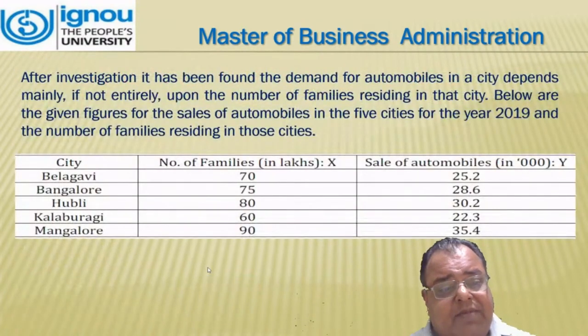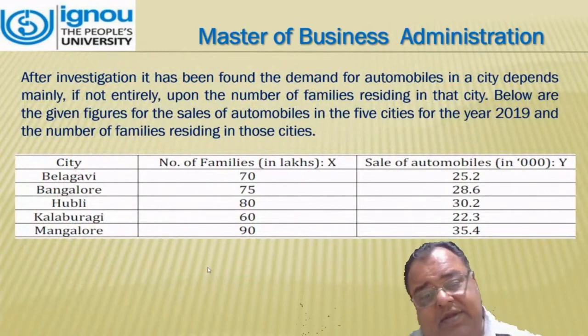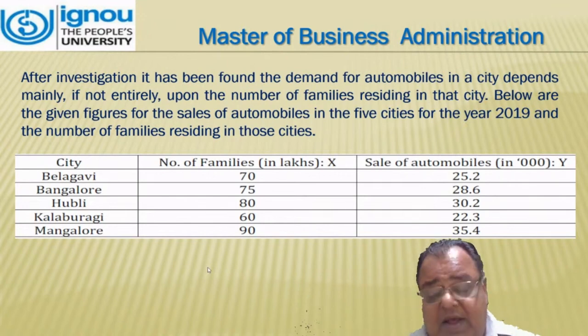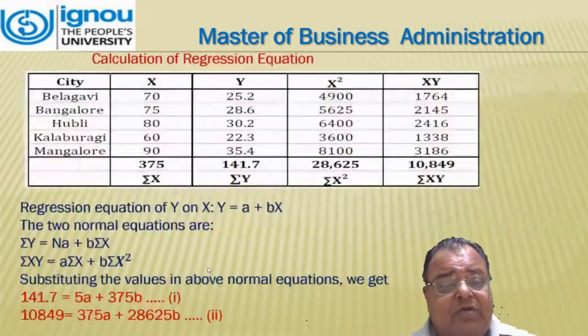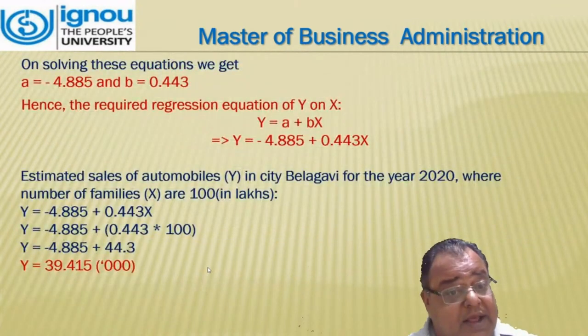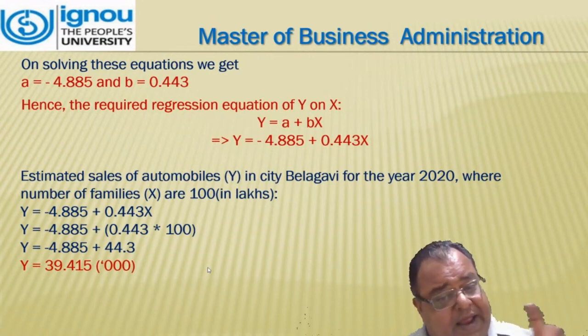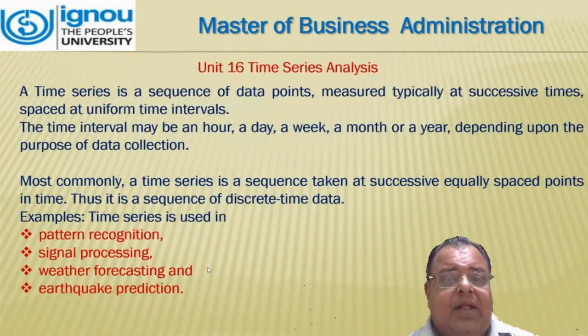If you go back to the problem, you can see that there is a positive correlation. As the number of families are increasing from 70 to 100, the sales is also increasing from 25 to 35. Means we have a positive correlation between sales and number of families residing in that area.